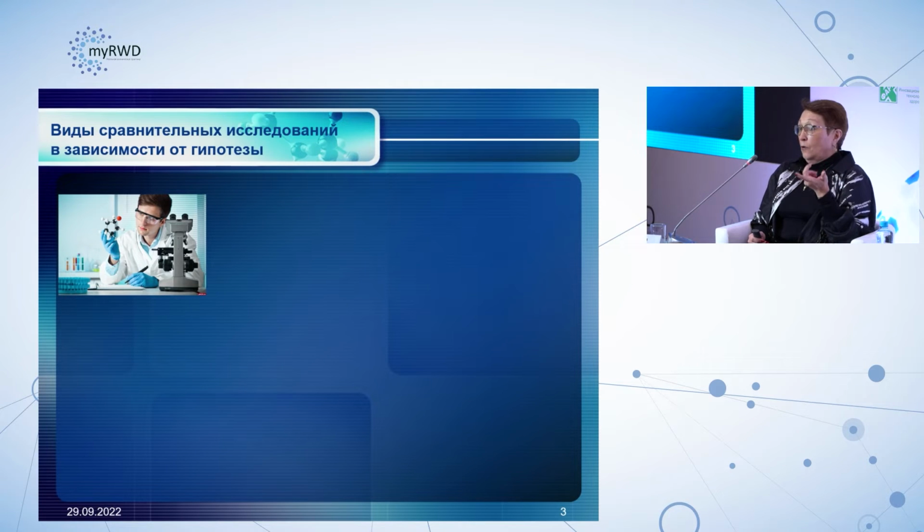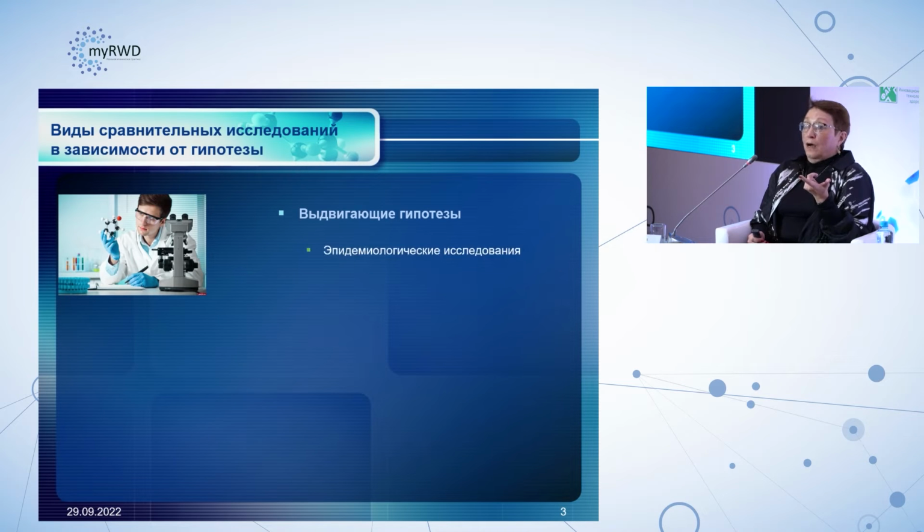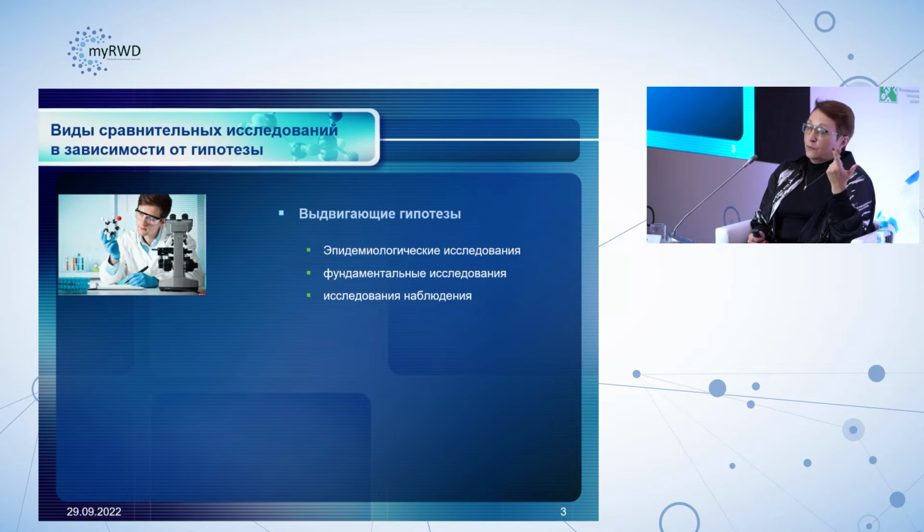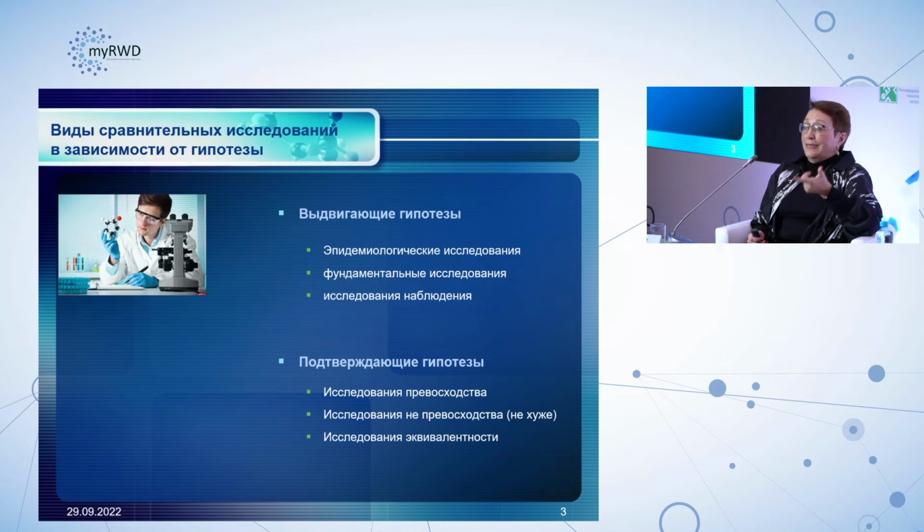From the point of view of statistics, we base on the theoretical hypothesis. First of all, the hypothesis is to be put forward. We have epidemiological, instrumental, observational trials. Their goal is to put forward some hypotheses that are to be proved by the trials. And speaking from the point of standard clinical trials, we have statistical hypotheses: superiority, non-inferiority, and others. These are the standards that we know.